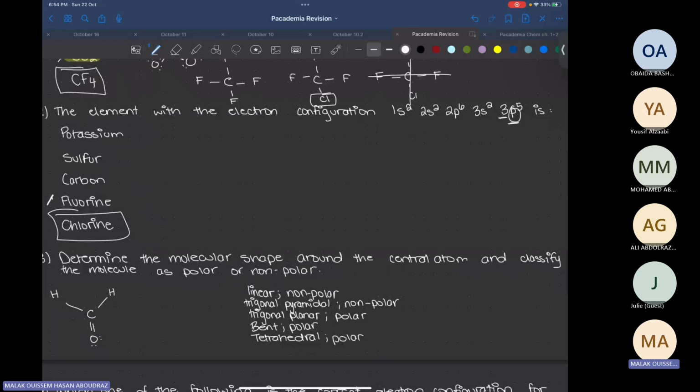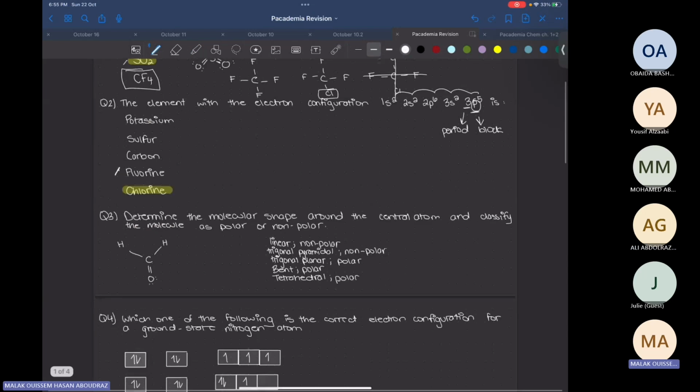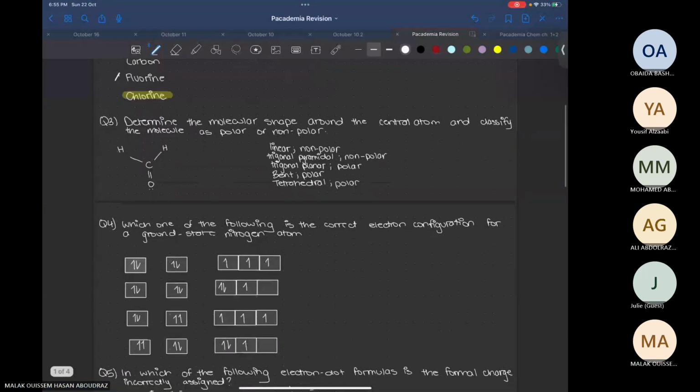Okay, so two things to make it easier for you guys, because obviously in the midterm you won't have time to count every single thing. Obviously, you look at the number and then the letter. The number represents the period, the letter represents the block. Okay, so everyone got why the answer is chlorine? Yes. And you guys now know how to solve it really quickly.